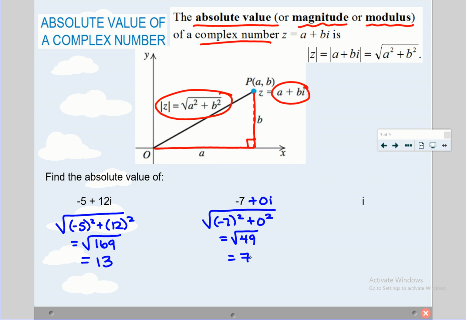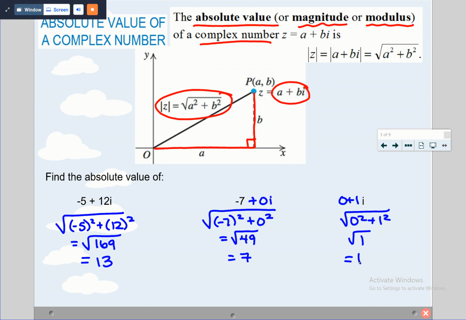Can you tell me what the absolute value of i would be? Imagine if you had to graph it, where it would be, and how far that would be to 0. If you graphed i, what would you do? You start at the origin and go 1 unit up. So the absolute value of i is 1. You could also think of it as 0 plus 1i. You could do 0 squared plus 1 squared, which is the square root of 1, which is 1. But again, distance to 0 is what we're getting for each of these.